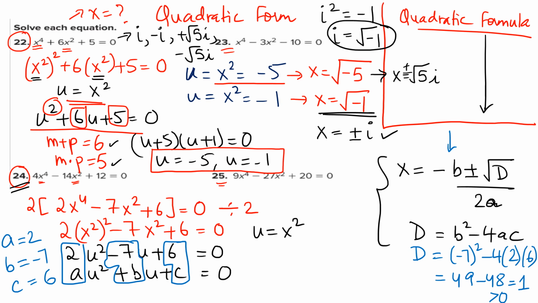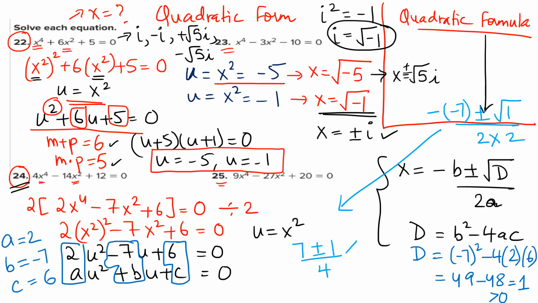Now I put the values in this formula, minus b over 2a. So let's see what we will get. b is minus 7, so minus of minus 7 will give you positive 7, plus minus square root of 1 over 2a. A is 2. If I solve this, I will put it here because there is less space. So 7 plus minus 1 over 4. So what are the two roots? 7 plus 1 is 8 divided by 4, so that is 2. And 7 minus 1, 6 divided by 4, so that's 3 by 2. So we have got the values of u: u equal to 2 and u equal to 3 by 2.